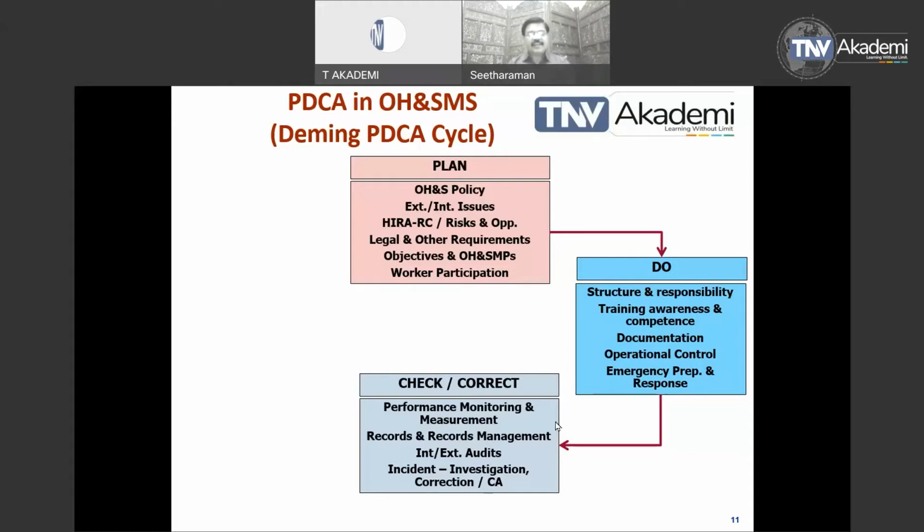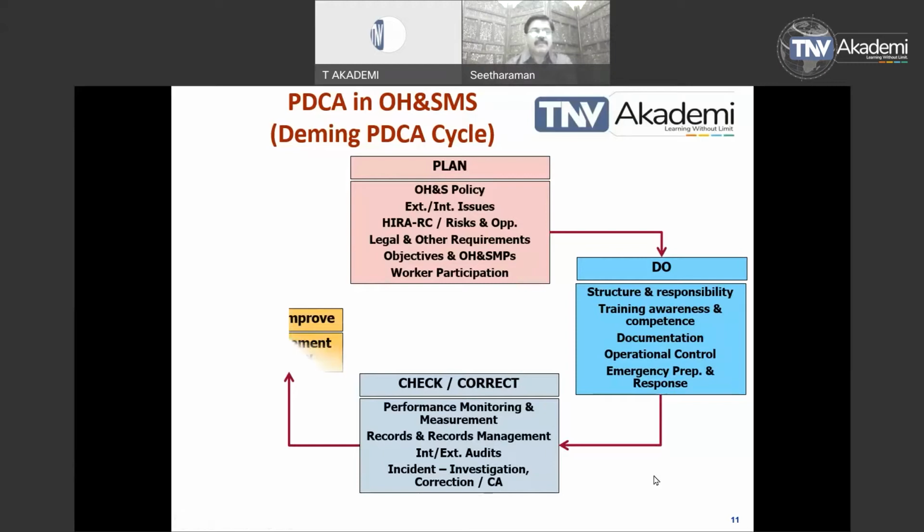Then we also conduct internal and external audits to ensure our systems are performing as per the plan and as per the standard requirements. Then if any incident happens, we have to investigate it and take necessary corrective actions by addressing the root cause so that it doesn't get repeated again. So these are the things we do in the checking phase.